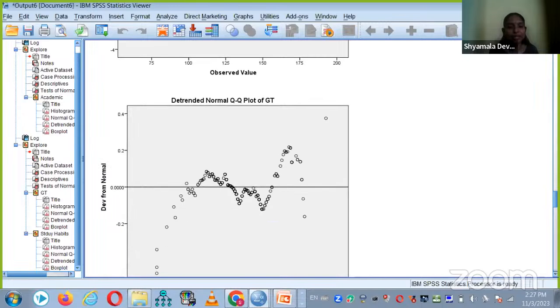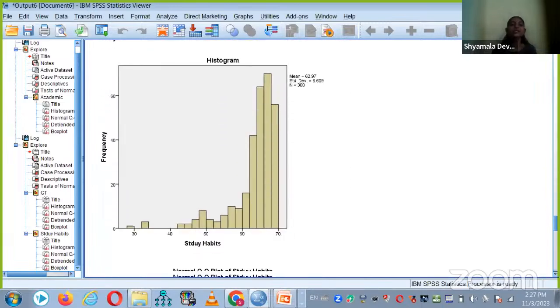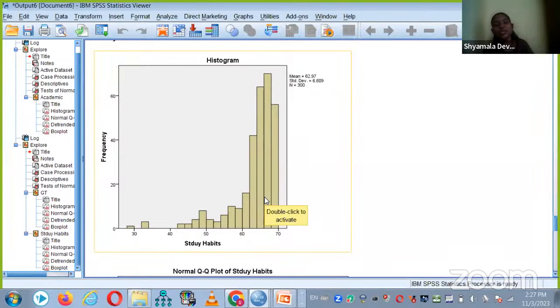So let us check the other one, study habits. See how the histogram has come out. So this is not normal, right? It is skewed. It is leaning towards the positive side, so it is called negative skewness. Oppositely, we have to call it. So now this probability curve is skewed, so it is not a normal curve.